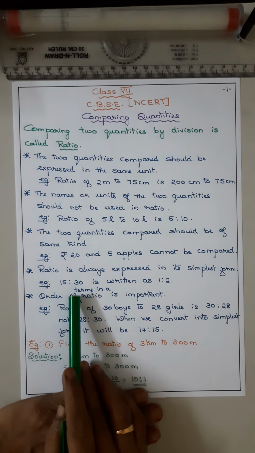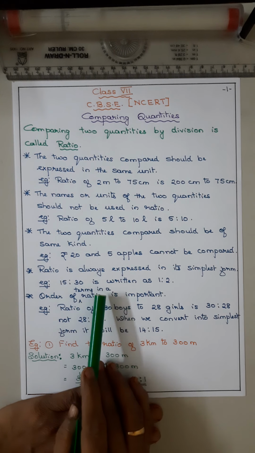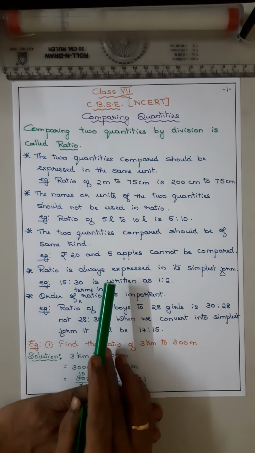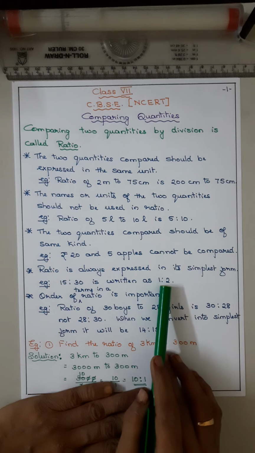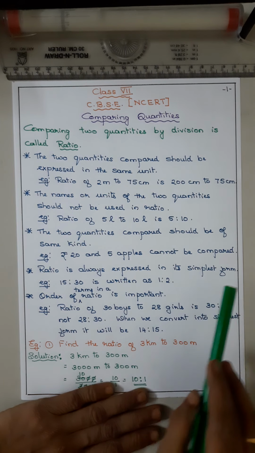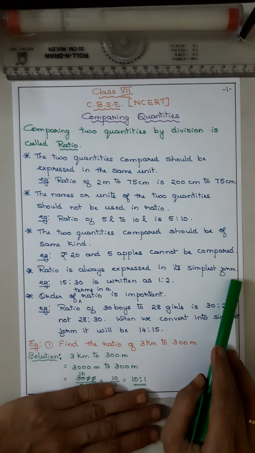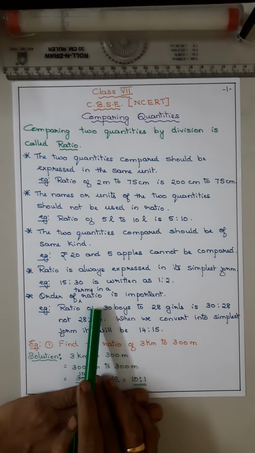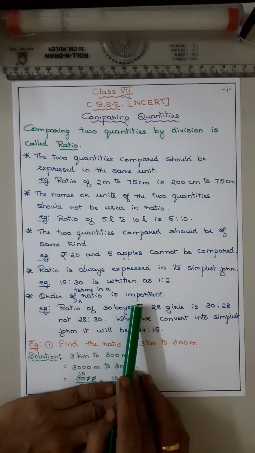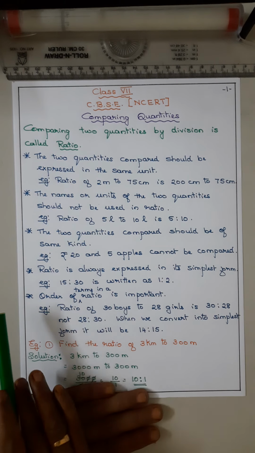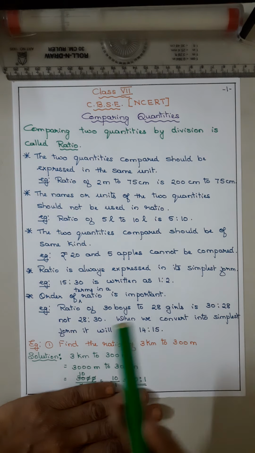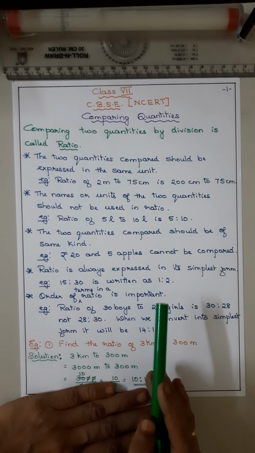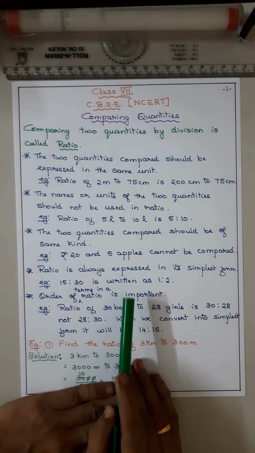That is 15:30, that is 15 by 30. 15 ones are 15, 15 twos are 30. Means 1:2. Always it is written in the simplest form. And the order of the terms in the ratio is important. So first number first, second number second. The different numbers we use are called the terms.